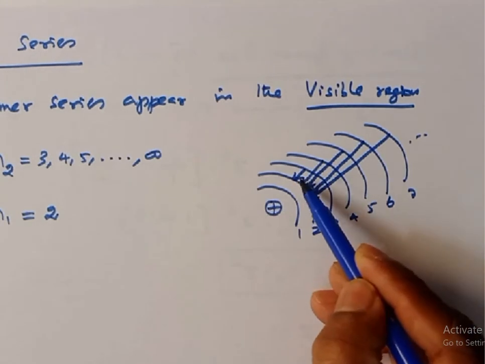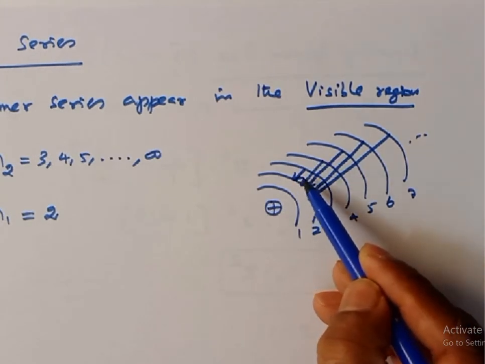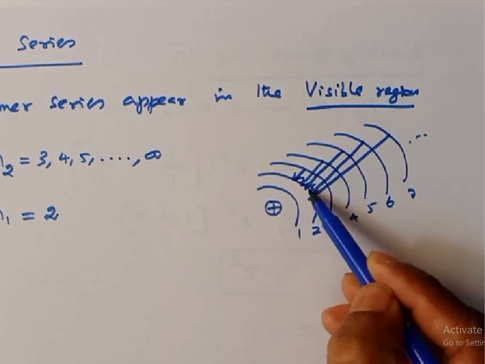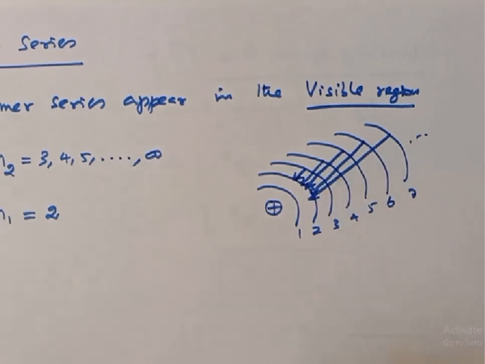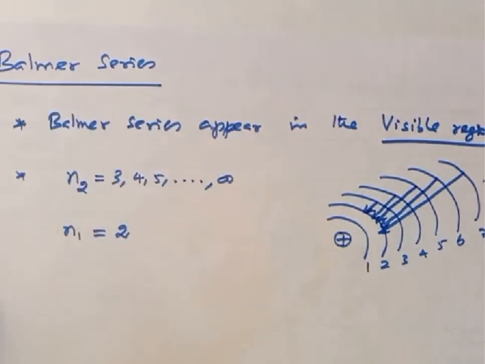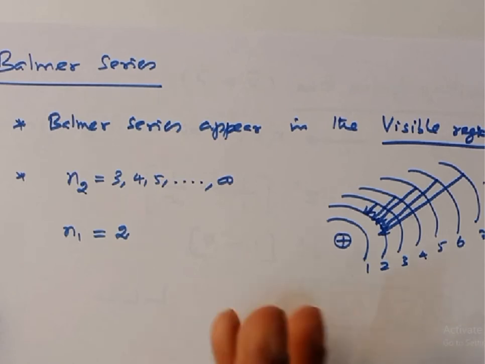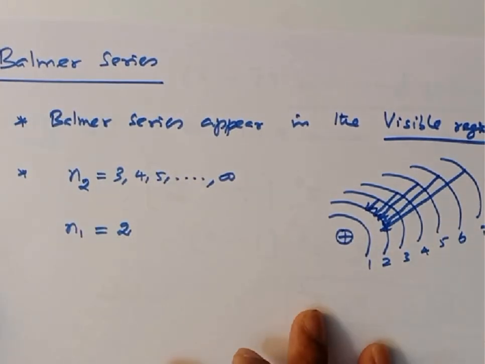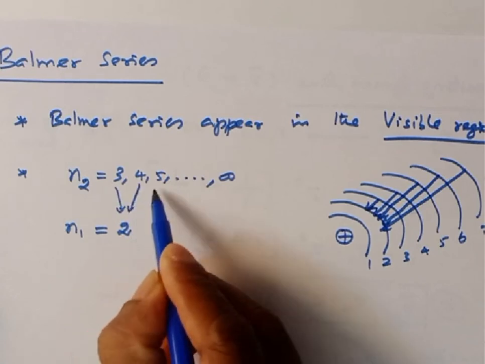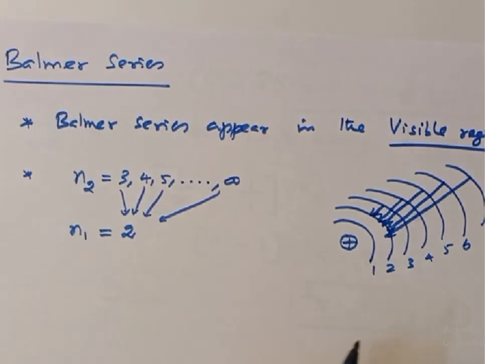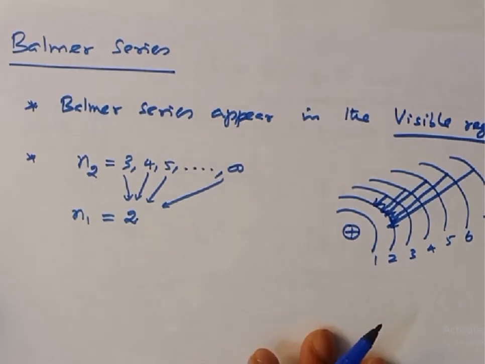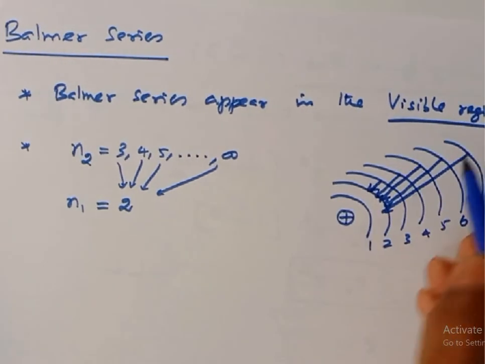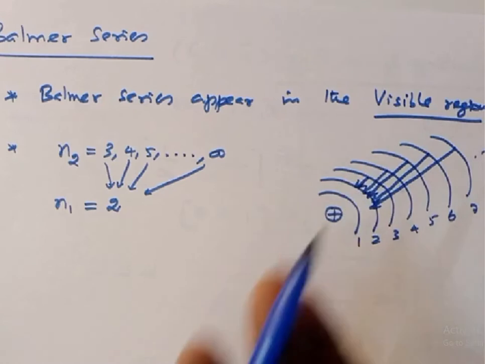Okay, so 3 to 2 will give you a line, 4 to 2 will give another line, 5 to 2 will give another line, 6 to 2 will give another line, and these lines appear very closely and it appears as a bunch. That bunch of lines, we call that as Balmer series. Each line is called a Balmer line and the bunch is called a Balmer series. So 3 to 2, 4 to 2, 5 to 2, infinity to 2, all these transitions produce lines, and these lines are called Balmer lines, right? And Balmer lines appear in the visible region of the spectrum. Okay, keep that in mind, very, very important.